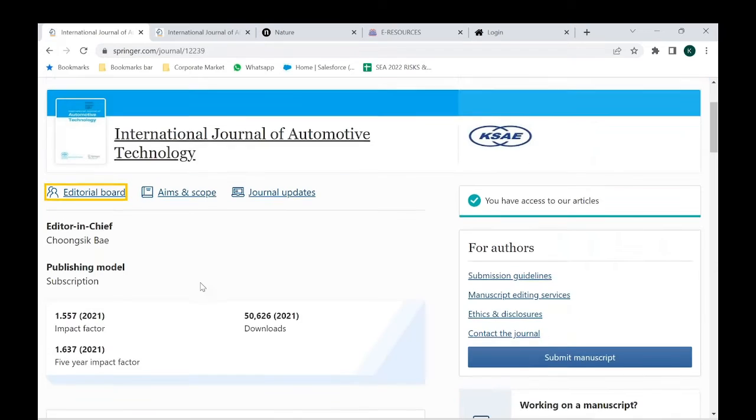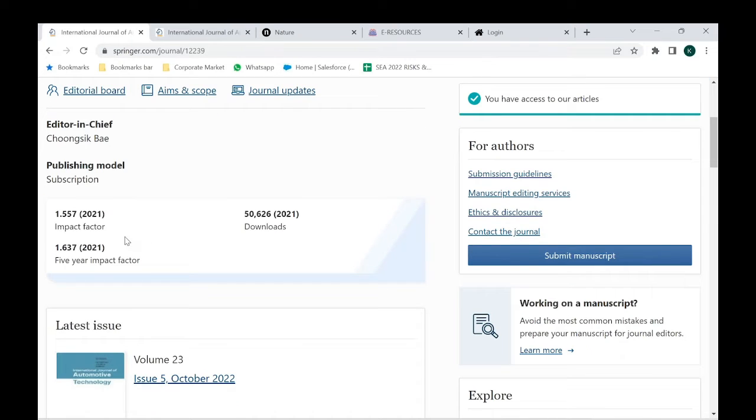Then the other way of checking, and perhaps the more traditional way, is actually looking at the impact factor. For those who are not familiar with the term, impact factor is essentially just measuring how popular or how credible a journal is based on the number of citations it has received over the last 2 years.